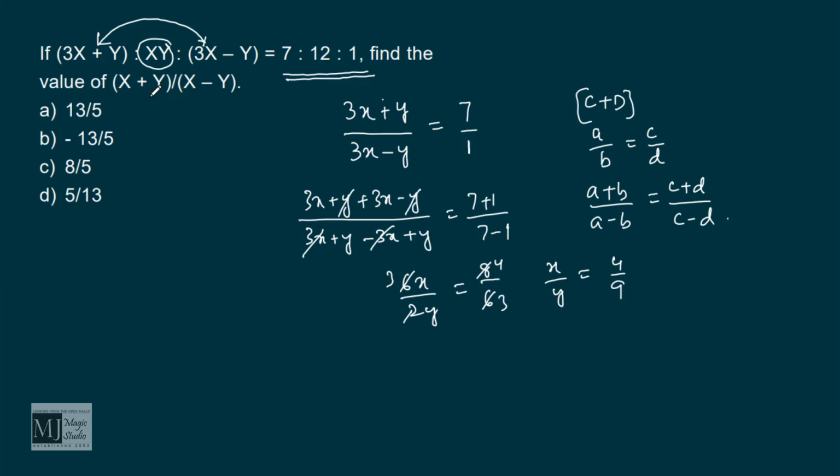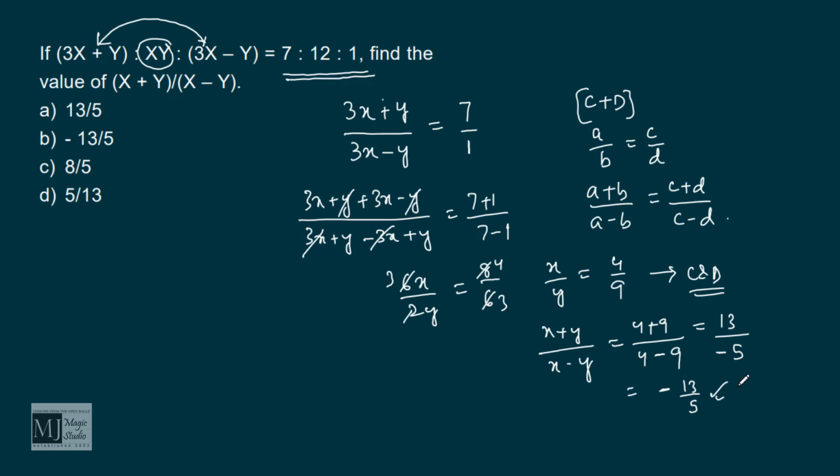Now, they have asked us to find the value of (x plus y) upon (x minus y). That means, again, we would be performing componendo and dividendo. So, (x plus y) upon (x minus y) would be (4 plus 9) upon (4 minus 9). 4 plus 9 is 13 and 4 minus 9 is minus 5. So the answer should be minus 13 by 5. Is it there? Yes. Option B fits in.